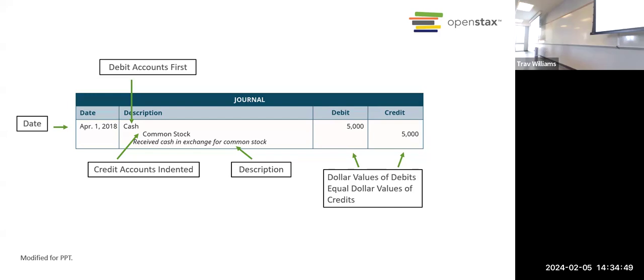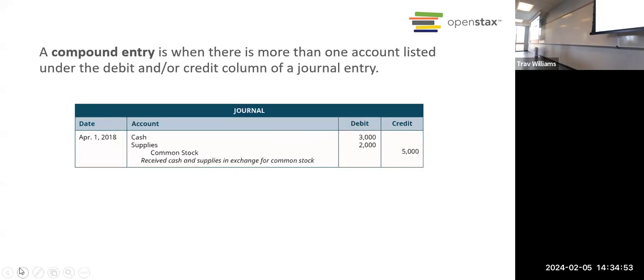Any questions? I think we have about 5 minutes left, so let's knock out a few more slides. Here's a situation where there are more than 2 accounts involved with this transaction. So here we see debits to cash and supplies and a credit to common stock. In both cases, right, both the debits and the credits equal $5,000.